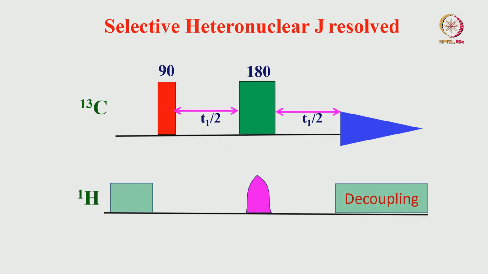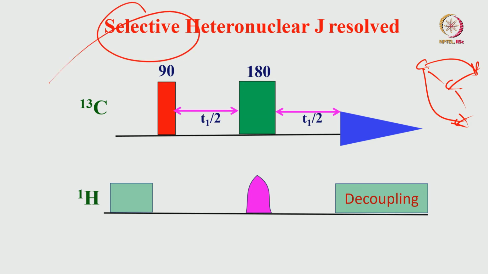But I can ask a question. There are so many protons, so many carbons. Can I get the long range coupling only for a particular carbon? That is, I have a carbon here and then there are long range couplings for it here. Can I get only these couplings for only one particular carbon? It is possible. The same experiment we can make selective.